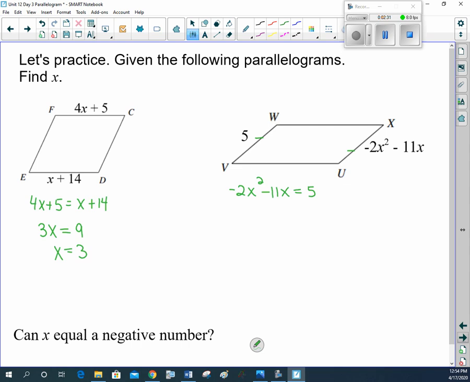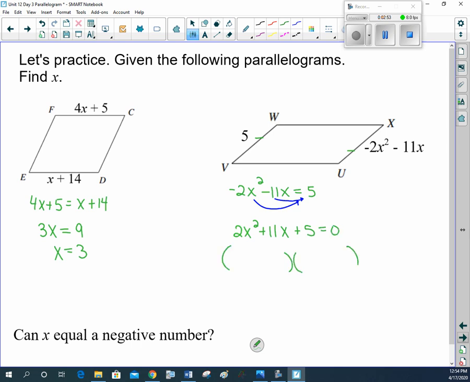And remember, I always like to factor with a positive leading coefficient. So I'm going to move the 2x squared and the 11x to the other side. So my new equation is going to look like 2x squared plus 11x plus 5 equals 0. And now I'm going to go ahead and factor that.